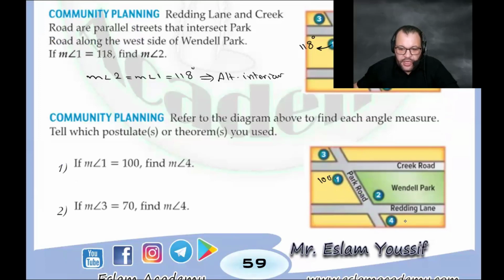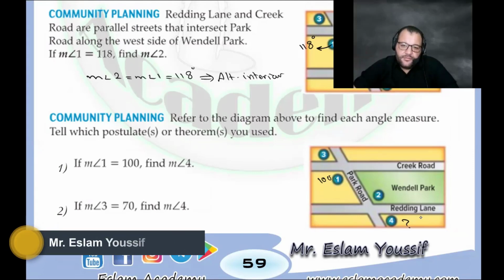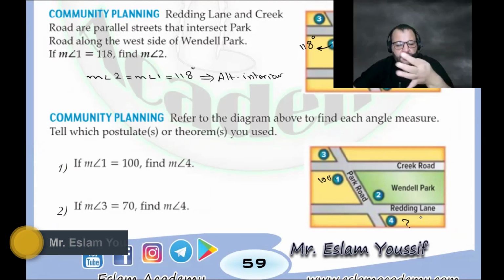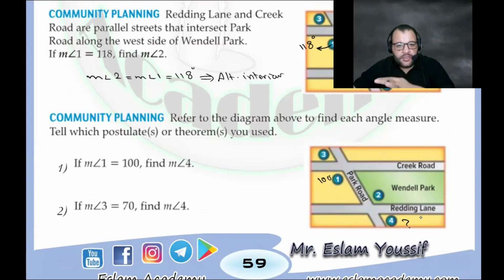We need to find measure of angle 4. Who can solve this one? 180 minus 100. That's right. What is the relation between angle 1 and angle 4? How many relations do we have? We have 4. What are the 4 relations that we have? Alternate interior, alternate exterior, consecutive interior, corresponding.